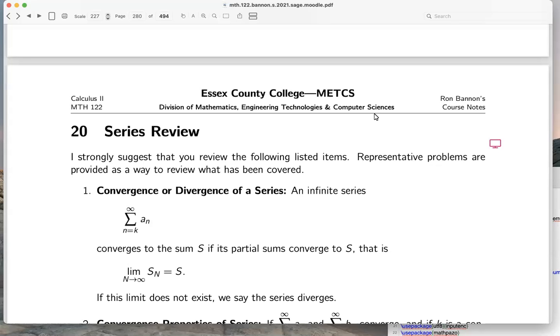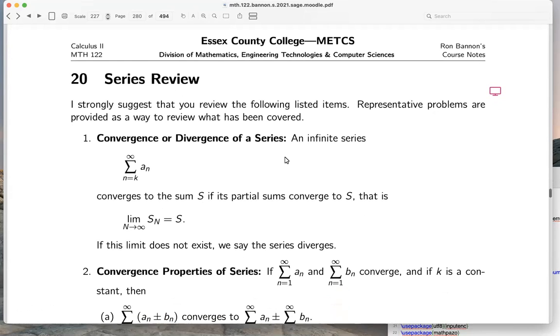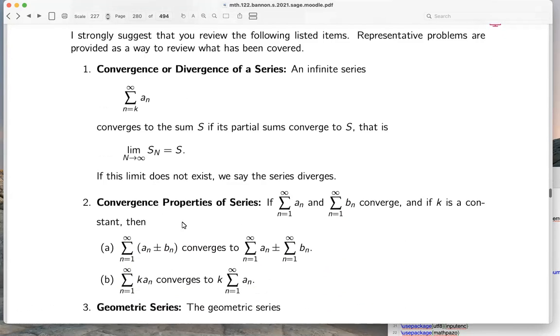Okay, we're in section 20. This is the review. In the review section, we go through what we just did with series, right? So convergence or divergence of a series. We go through this over here. We talk about convergent properties of series.